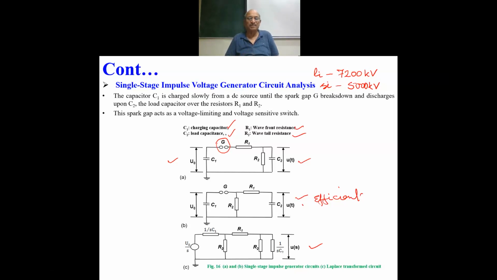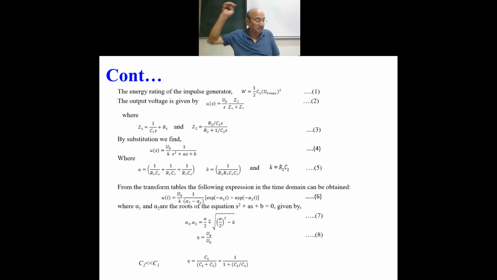We'll talk maybe in more detail in the next chapter, number 8, on the measurement of high voltages. So that is the role of the air gap. Now we will try to analyze this circuit. How does it produce the desired impulse wave shape of the voltage?